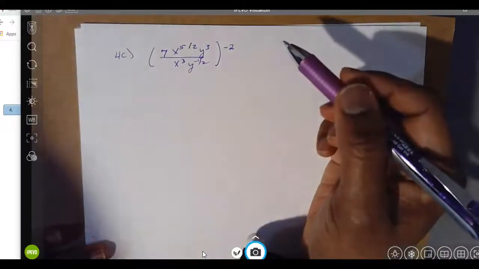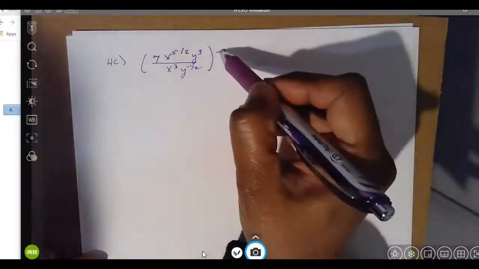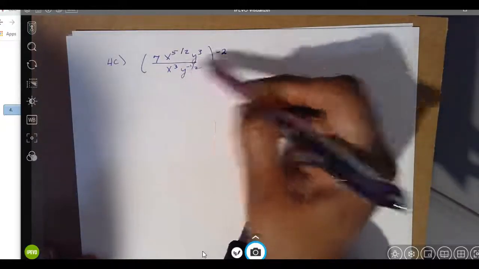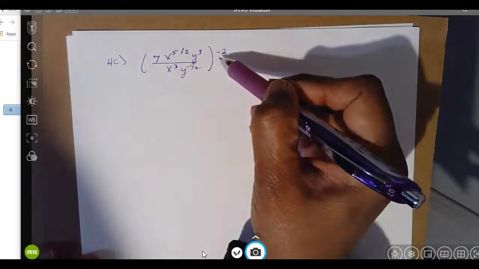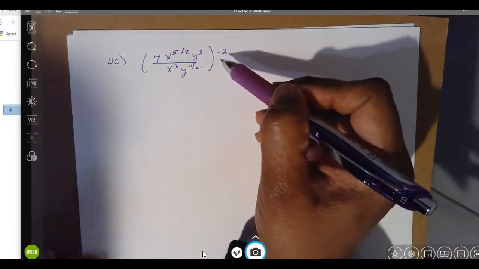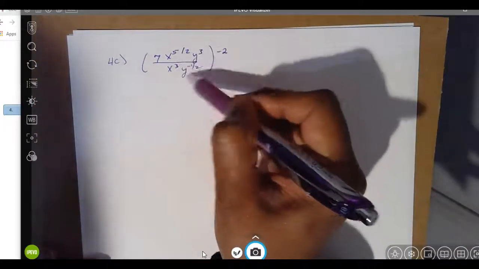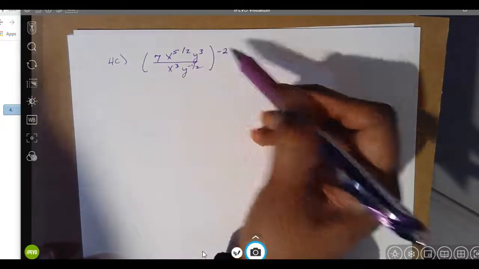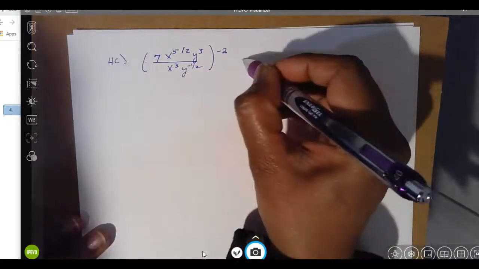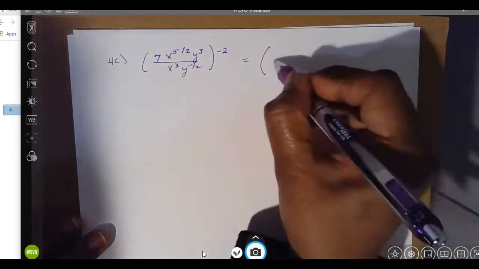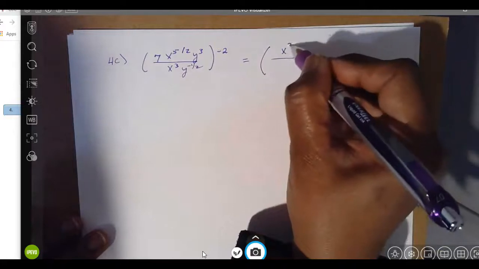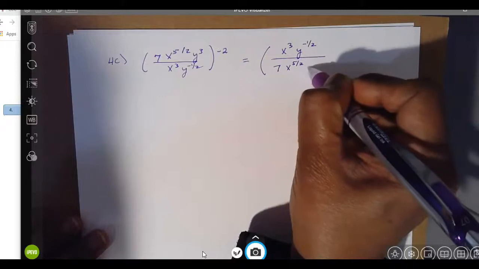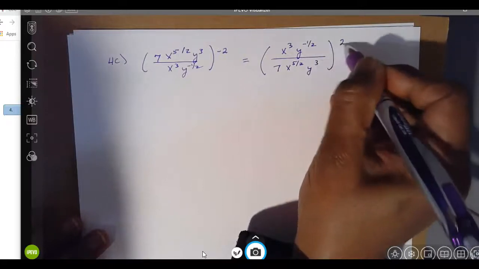Now there's a couple ways you can start this question. One way is to distribute the exponents right now. Another way is to first flip the fraction, make that a positive 2, and then distribute the power. A third way is to simplify within the parentheses first and then handle that negative exponent. So 3 ways to start. I'm going to demonstrate the second way, and that is to switch the fraction first and make that outside exponent a positive 2.